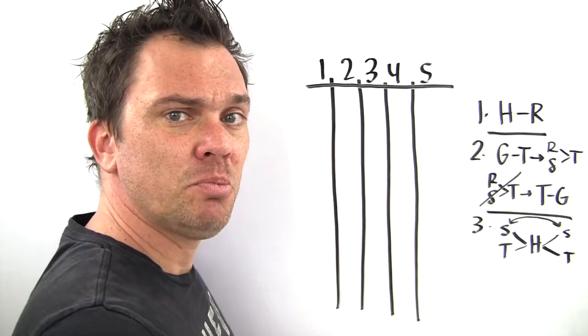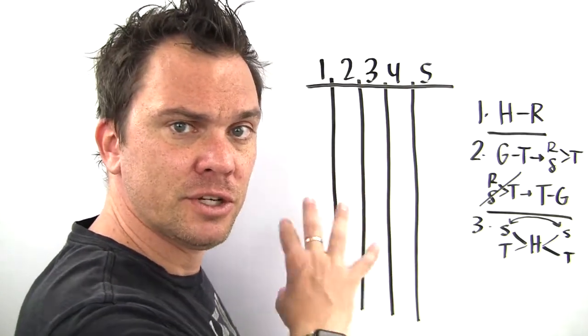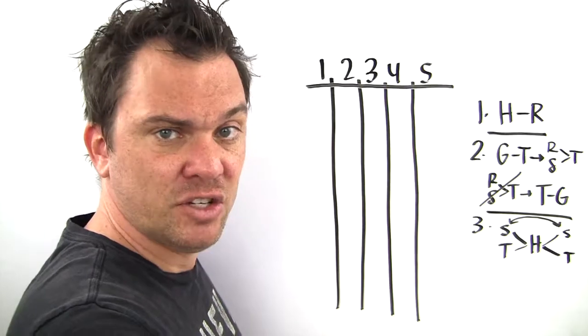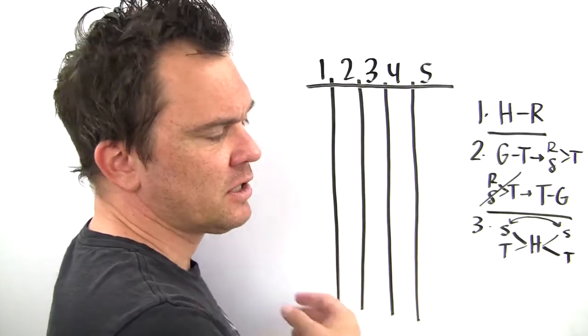Second game here asks me to put things into order, one thing at a time. So you see I've got an organizational template that allows me to do that visually. The rules are that H is before R, so H is to the left of R.